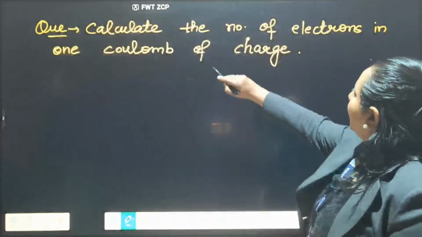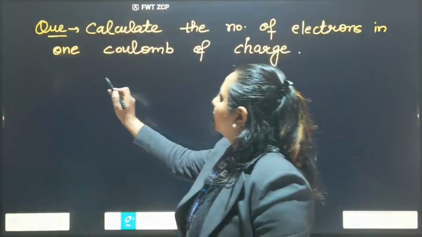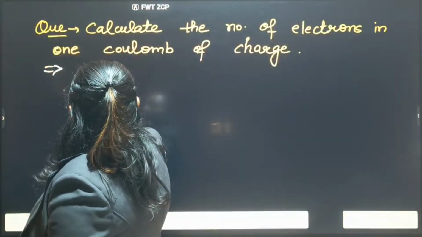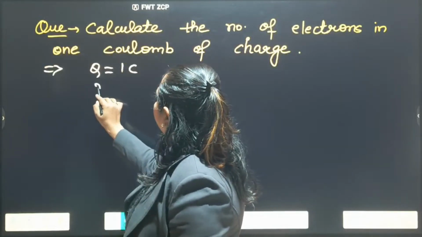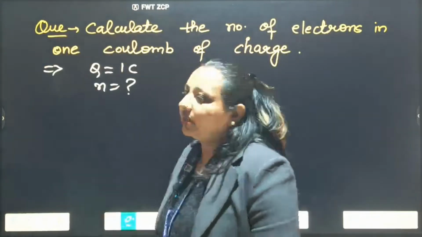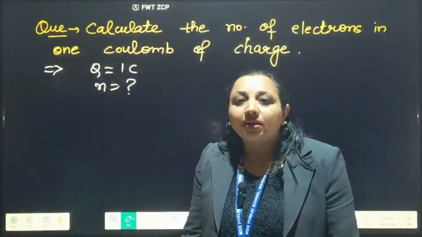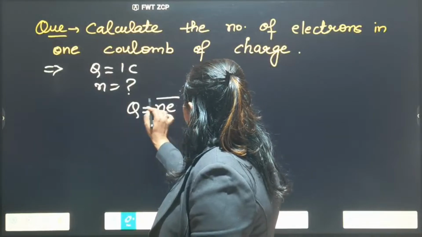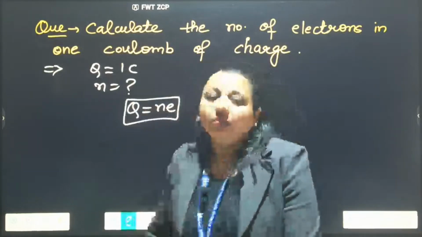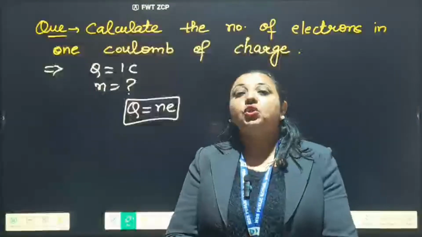Next we have calculate the number of electrons in 1 coulomb of charge. That means charge we have given is 1 coulomb. We have to find the number of electrons. That means n. So in this we use quantization of charge. What is the formula for quantization of charge? Q is equals to ne. What does it mean? That charge is quantized.